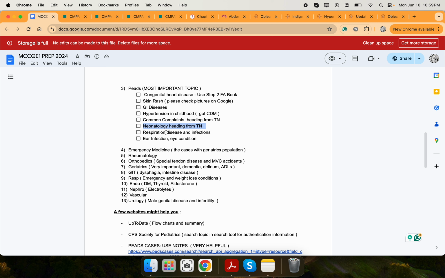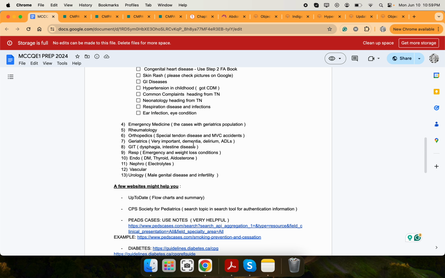Respiratory diseases: bronchiolitis, croup, abscess, epiglottitis, everything, maybe infections on the respiratory side. Ear and eye infections are important, because upper respiratory infections might give you ear infections, or any ear infections might come. And ear infection is very common, especially otitis media. They're very common in kids in Canada.